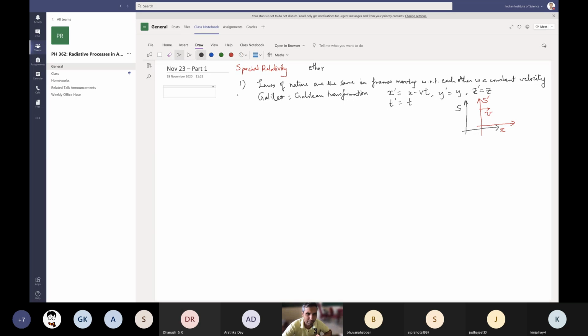The second concept is what was the subtle one, that speed.